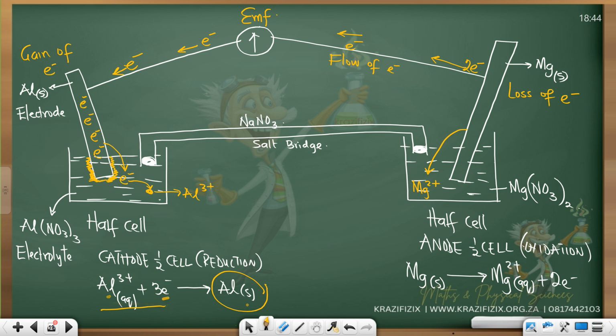What's happening to the size of the cathode? It's increasing. Meanwhile, what's happening here? The anode will decrease in size. For the anode, remember, we are losing weight. We are gaining weight at the cathode.